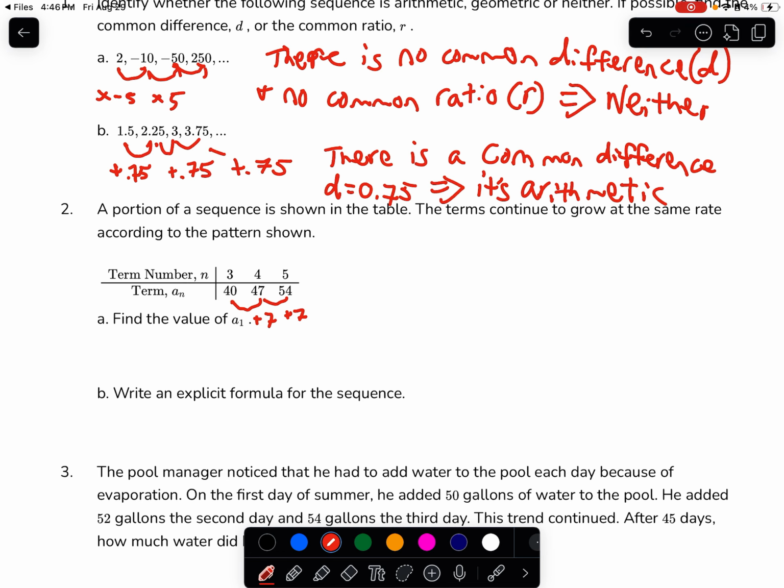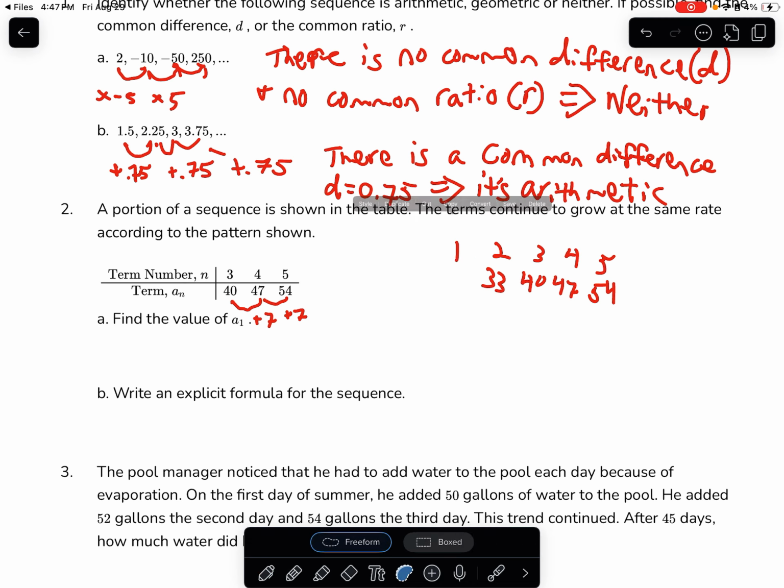So you've got 5, 4, 3, 2, 1. Here's one way. 54, 47, 40. Then 33, because we're subtracting, right? We're subtracting because we're going backwards. We're moving in this direction. Boom, boom, boom. And the last one would be 26. So that tells us the value of A sub 1 is 26.